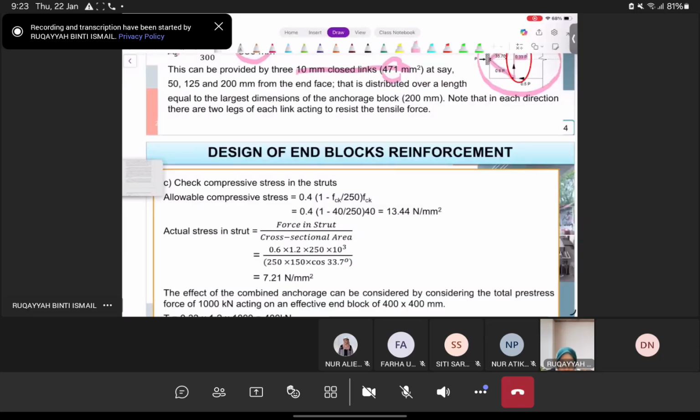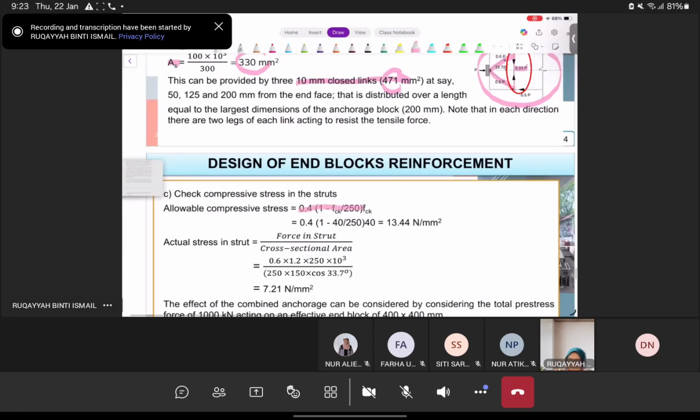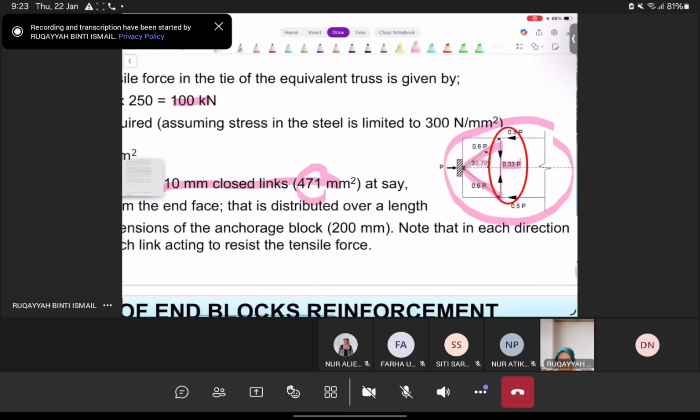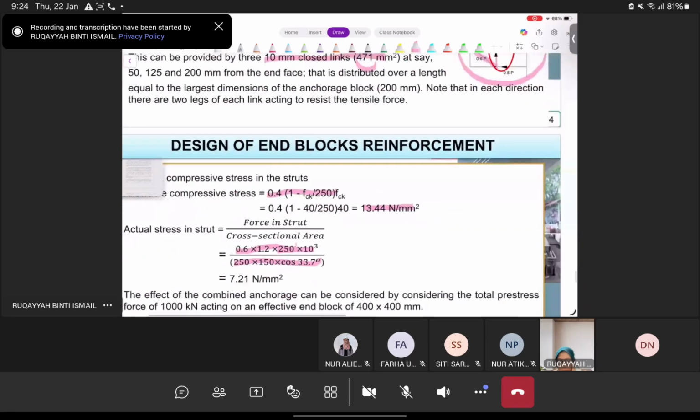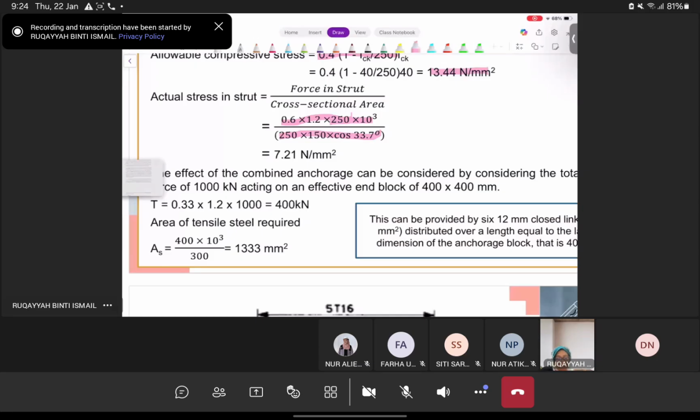Alright, C, check compressive. Just now was tension, now compressive in the strut. When you say compressive, you have this formulation to be used. And the total of it you get 13.44 MPa. So the actual stress in the strut itself, the force is 0.6 multiplied by 1.2 multiplied by 250. The cross-sectional area is this, because we are considering 250 and cos 33.7. So cos 33, this is 33 degrees 0.7. But then we will take into consideration the beta value. This will give you 7.21 MPa.